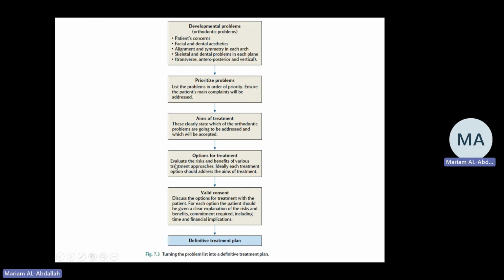Yeah. So once I decide my treatment aims, what to treat and what not to treat, as we said, then we have our treatment options. How can I achieve this? Usually we have more than one treatment option, and we discuss this with the patient, and we get the consent, and then we end up with our definitive treatment plan.